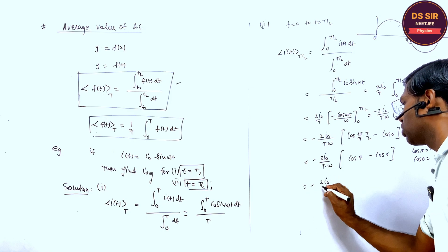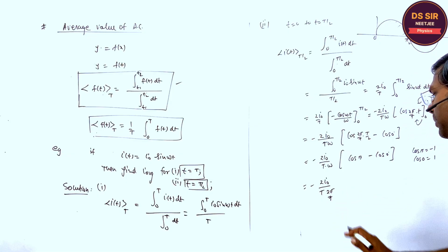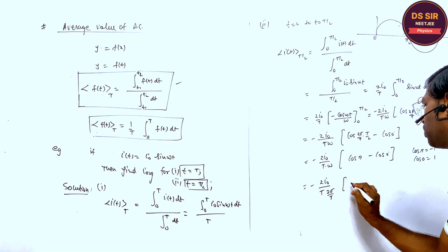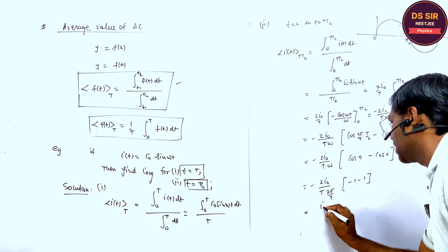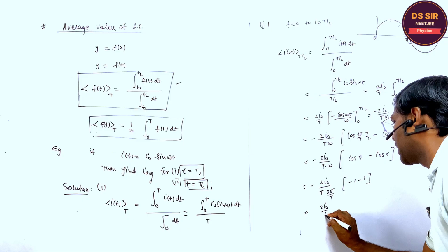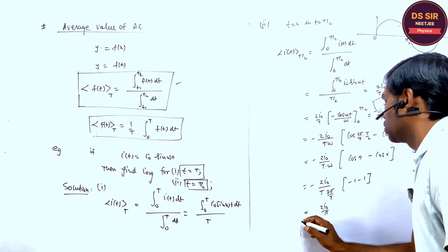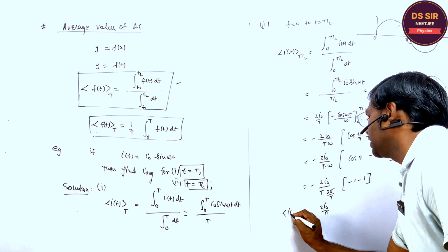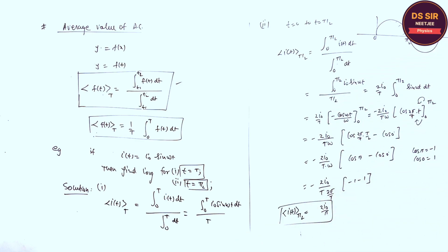So minus 2 I0 upon T, where omega may be written as 2 pi by T, times minus 1 minus 1. So what you will get? This is 2 I0 upon pi. This is the thing. So for T by 2, 2 I0 upon pi is the average value.